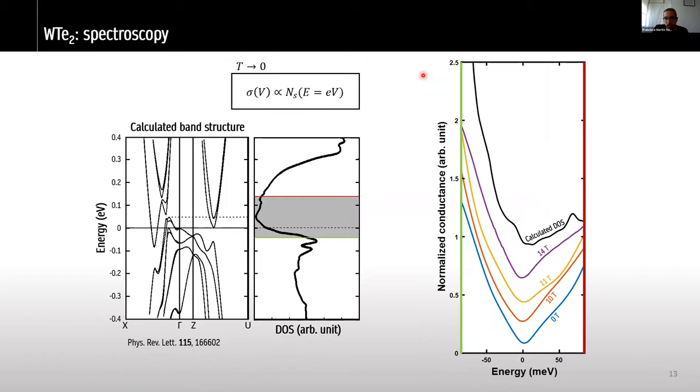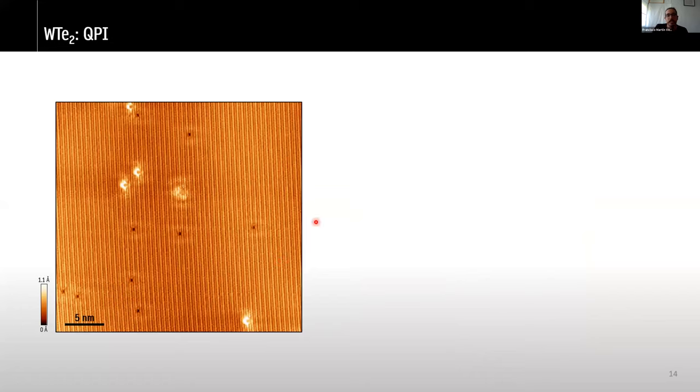And these are some of the conductance versus bias voltage curves we measure for different values of the magnetic fields. We can see that in this range of energies, the shape of our curves is very similar to that predicted by the calculations. And more interestingly, we don't see any drastic change in our curves in the density of states up to 14 Tesla. This suggests that the huge magnetoresistance observed in this material is not driven by any change in the Fermi surface with magnetic fields. But to deeply explore the Fermi surface of the material, we perform some quasi-particle interference measurements.